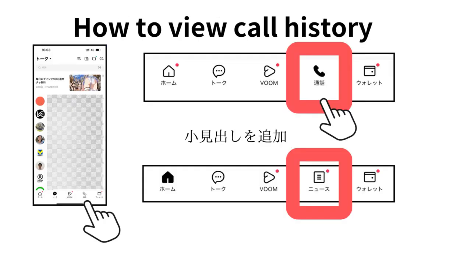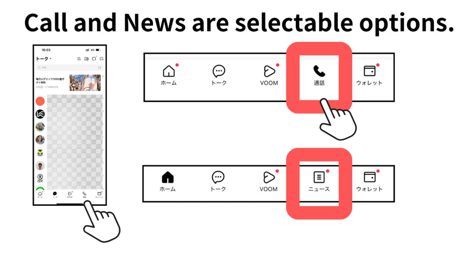Next, here's an explanation of a useful feature: how to view your call history. Do you see the call icon at the bottom of your line screen? Or is the news icon displayed instead? Call and news are selectable options.